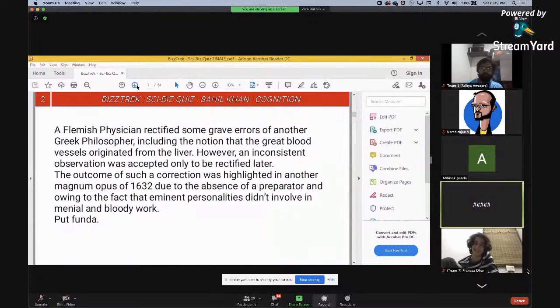Question number 2. A Flemish physician rectified some grave errors of a Greek philosopher, including the notion that the great blood vessels originated from the liver. However, an inconsistent observation was accepted only to be rectified later. The outcome of such a correction was highlighted in another magnum opus of 1632 due to the absence of a preparator and owing to the fact that eminent personalities didn't involve themselves in menial and bloody work.